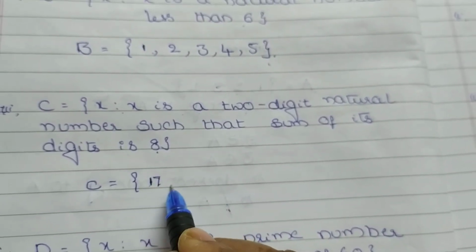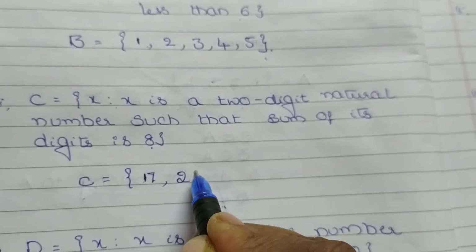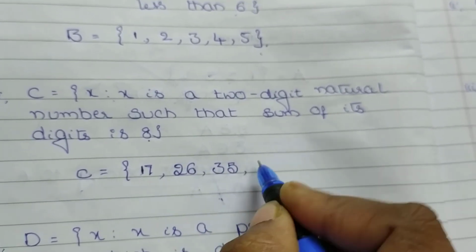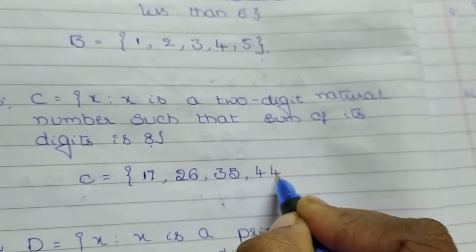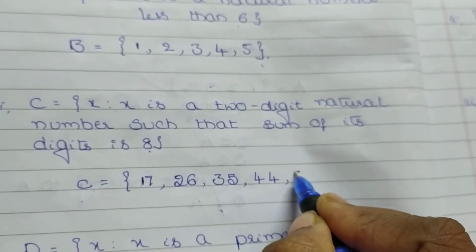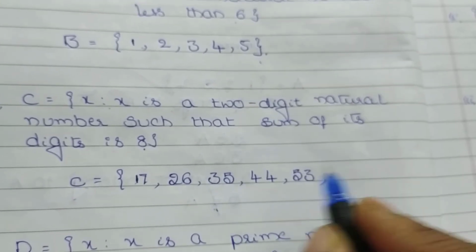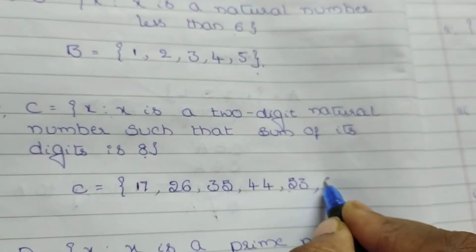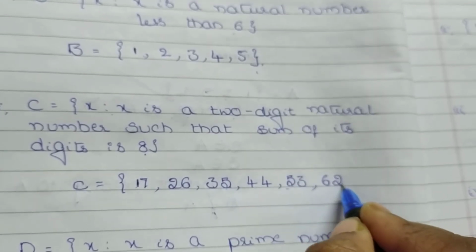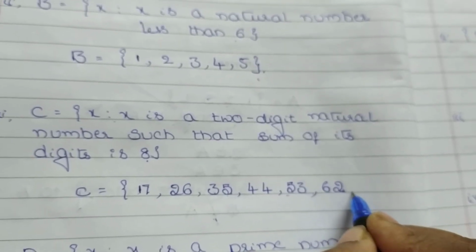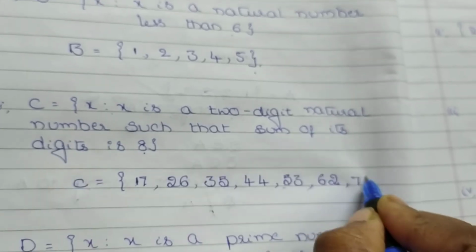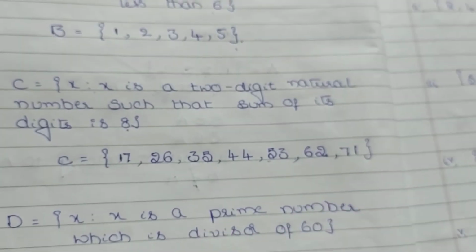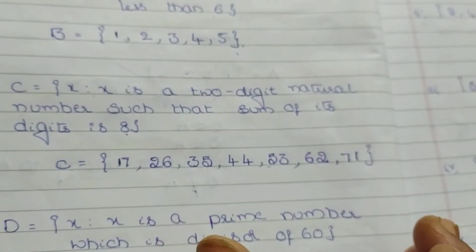1 plus 7 gives me 8. The next one is 2 plus 6 gives 8. Similarly, 3 plus 5 gives 8. Next, 4 plus 4 gives 8. Next, if I take this as 5, the other one, just reverse this: 35 we can write as 53 also. And if I write one digit as 6, the other digit will be 2 only. Next one is 7, 1. So these are the 2-digit numbers whose digits, if I add them, we are going to get 8.